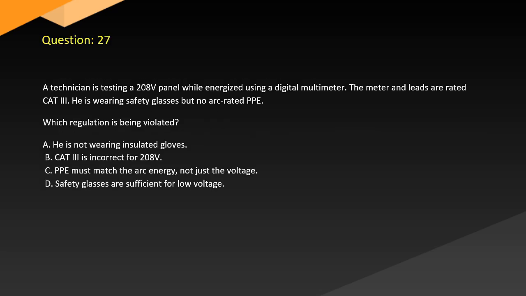Question 27. A technician is testing a 200 volt panel while energized using a digital multimeter. The meter and leads are rated CAT III. He is wearing safety glasses, but no arc-rated PPE. Which regulation is being violated? A. He is not wearing insulated gloves. B. CAT III is incorrect for 200 volts. C. PPE must match the arc energy, not just the voltage. D. Safety glasses are sufficient for low voltage.